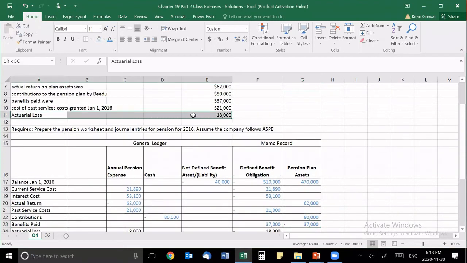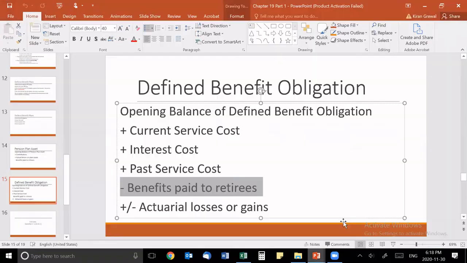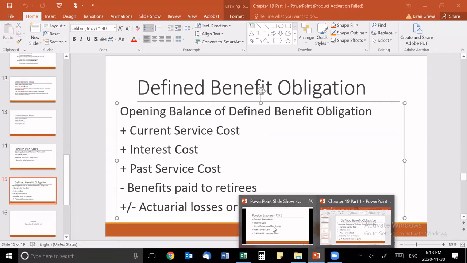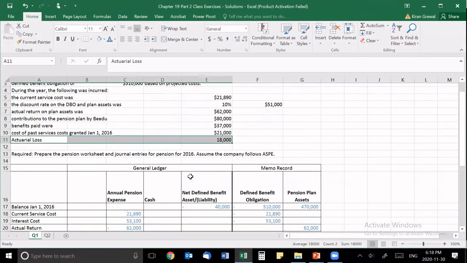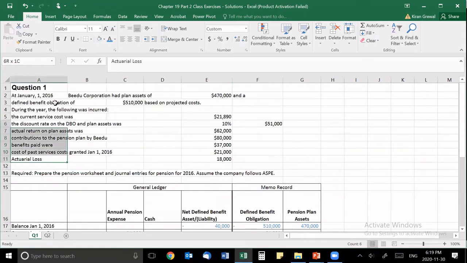And then one more thing, we have this actuarial loss of 18,000. Again, if you look at our cheat sheet, an actuarial loss is going to be added to our liability, and an actuarial loss is going to be added to our pension expense. So we're going to debit our pension expense and credit our liability to increase both of those. And so 18,000 gets debited in our expense account and then gets credited, or a negative amount, in the defined benefit obligation. All right, and that's all.